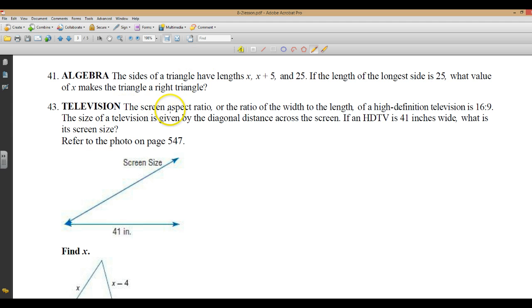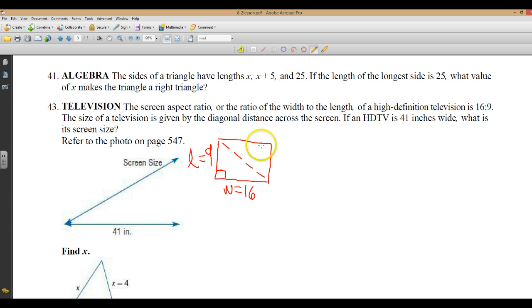On 43, the screen aspect ratio, or the ratio of width to length of a high definition television, is 16 to 9. So we have width to length, 16 to 9. The size of a television is given by the diagonal distance across the screen. If an HD TV is 41 inches wide, what is its screen size?